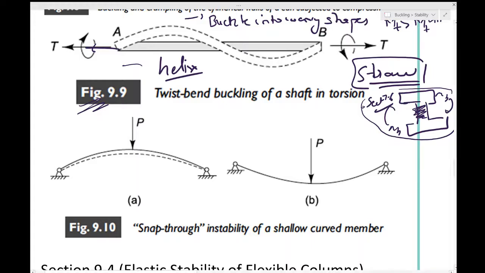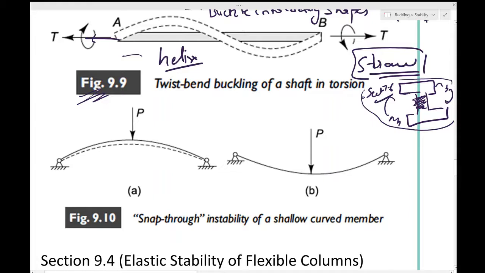Now a somewhat different sort of instability is shown in figure 9.10. What you have over here is a shallow curved member. It is subjected to a load which tends to straighten out the member. This is the load, and if you look at it, it tends to straighten this out.